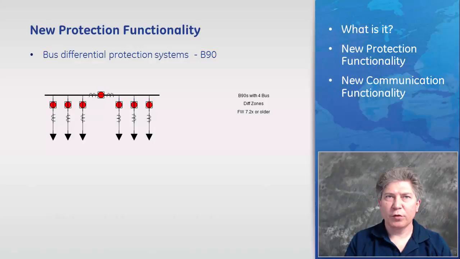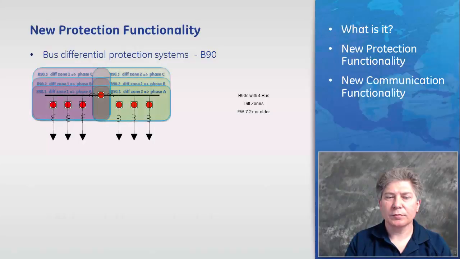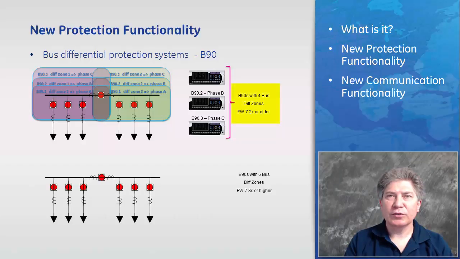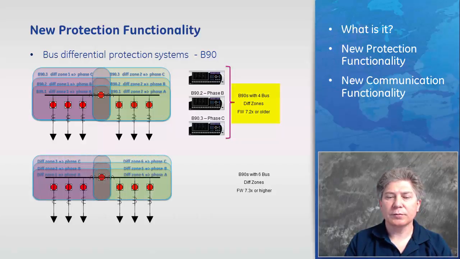In the previous firmware version, the B90 had only 4 bus differential zones. In version 7.3, the B90 now has 6 single-phase differential zones available in one device.